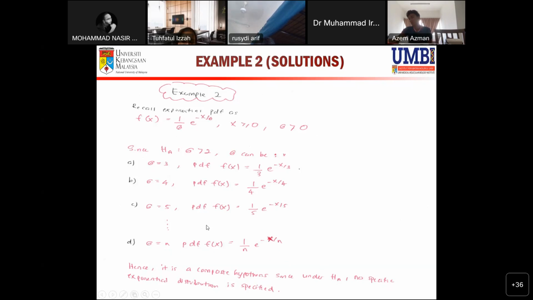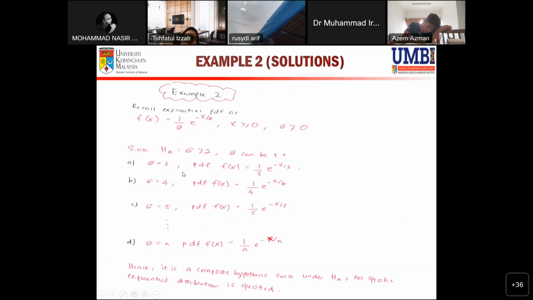So in this case, we cannot pinpoint a certain alternative distribution, okay? It can be either this one or this one. So in this case, it becomes a composite hypothesis, since under HA, or under H1, the alternative hypothesis, no specific exponential distribution can be specified, okay?